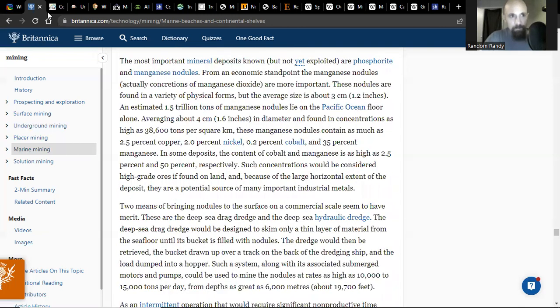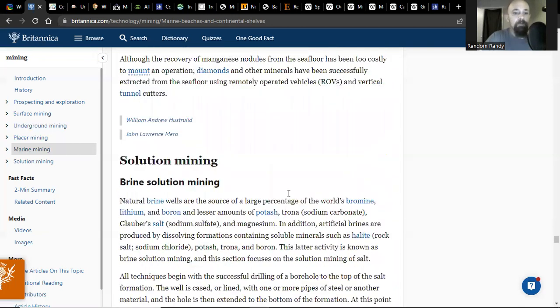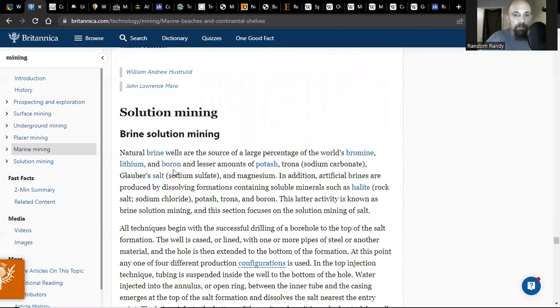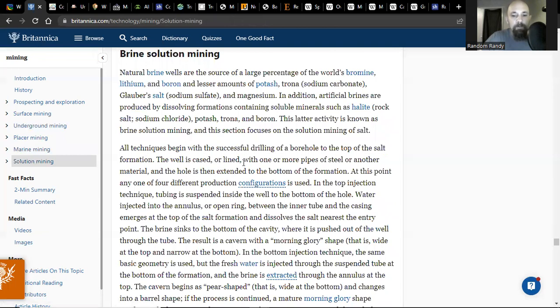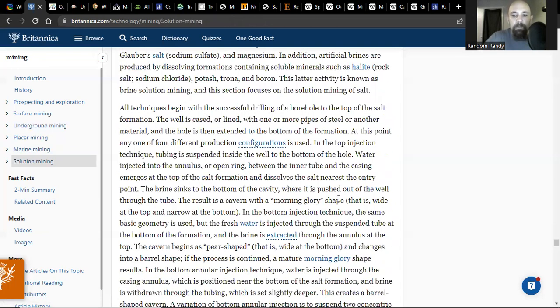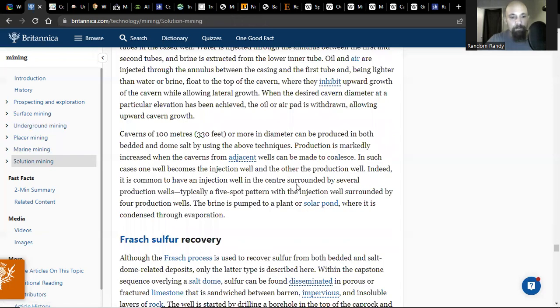Okay, so that's solution mining, brine solution mining, right? Lithium, boron, potash, Glauber's salt, halite. Okay, they drill boreholes in the top of the salt formation. Then they run water through and it falls down, resulting in a morning glory shape that is wide at the top, narrow at the bottom. Okay, they pump water in the top, flows down, they extract. Okay, so had to reach down and grab my notes there. Now, so that's some of the different ways that mining is performed.